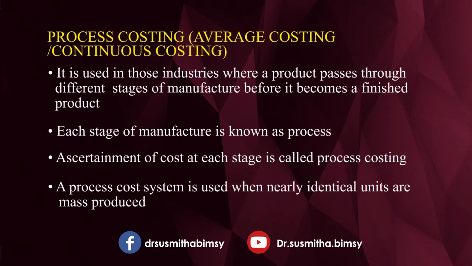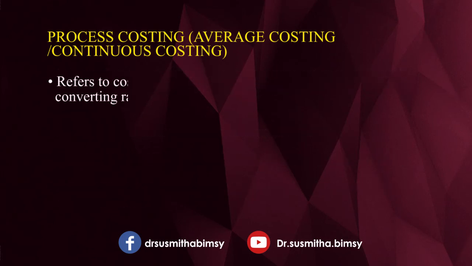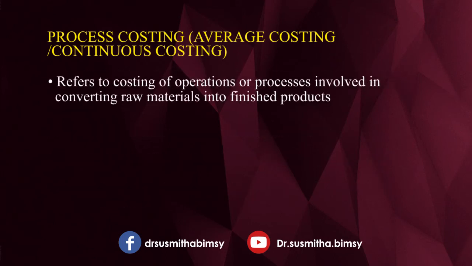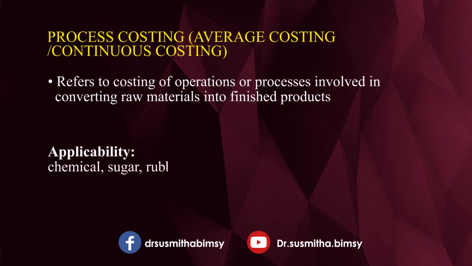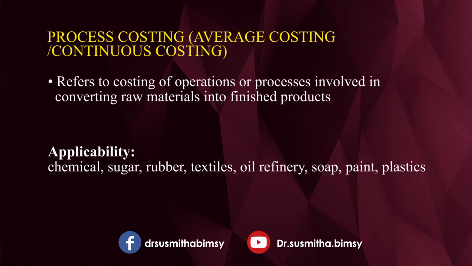In other words, we can say that process costing refers to the costing of operations or processes involved in converting materials into finished product. Such conversion is done by step, and each step is called a process. Process costing is used to find out the cost of product in each process. This method is suitable for industries like chemical, sugar, rubber, textiles, oil refinery, soap, paint, and plastics.